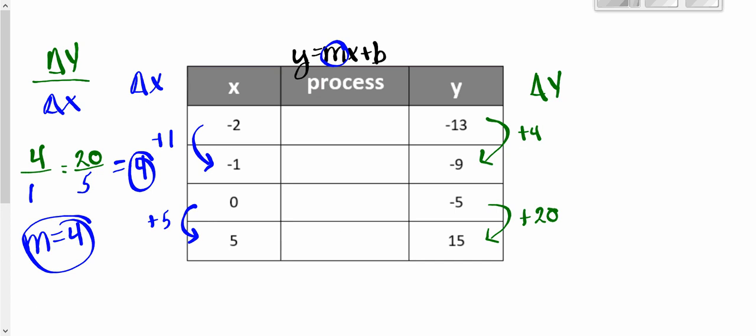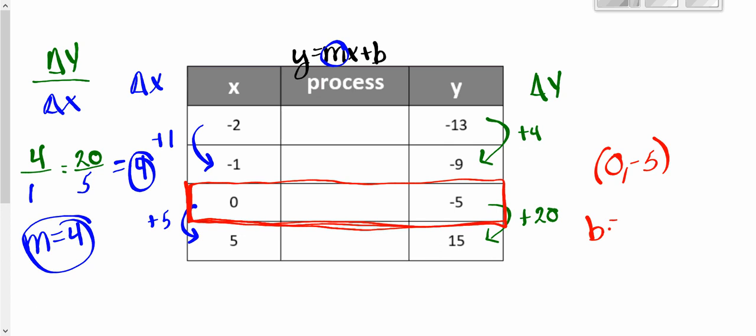And sometimes we need the process to find our y-intercept, but sometimes we don't. Like in this case, I don't really need my process because I know my y-intercept is wherever x equals 0. So right here, that's really easy to see. So my y-intercept is (0, -5), so I can say my b is negative 5.